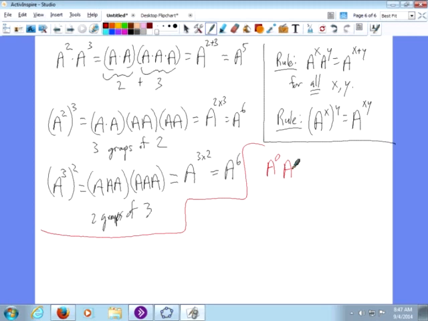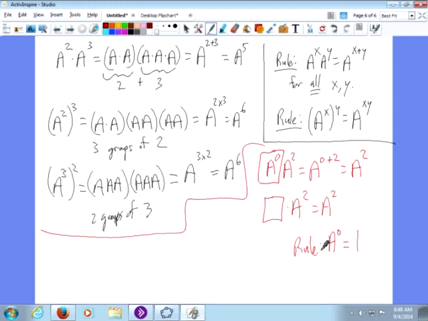For instance, what should a to the 0 be? Well, a to the 0 times a squared by this rule should be a to the 0 plus 2, which is a squared. So this fills in the box: what times the number a squared gives me the number a squared? If I just gave you the second equation and said what number has to go in that box, what would it be? It has to be 1. So we get the derived rule that anything to the 0 power equals 1.